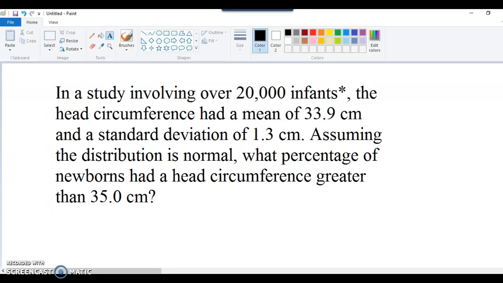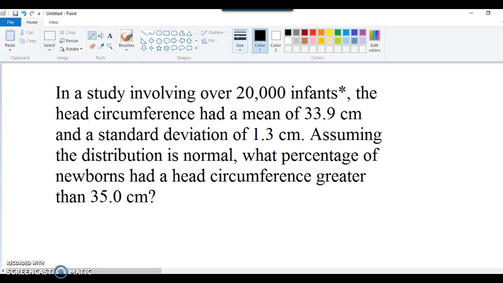Hello, this is an example of using a normal distribution to make a probability calculation or to find the percentage of some group that meets some criteria. Here's the question. It says, in a study involving over 20,000 infants, the head circumference had a mean of 33.9 centimeters and a standard deviation of 1.3 centimeters.